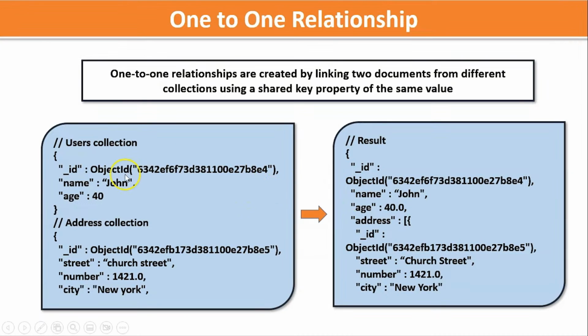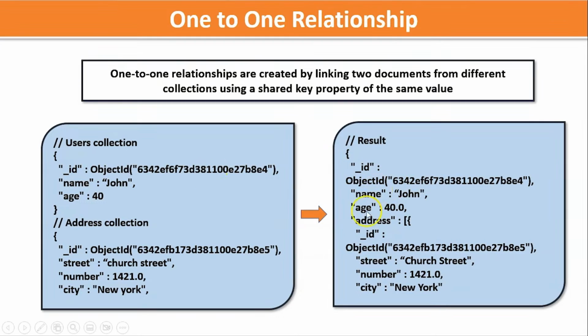Let's say I have an example here: a users collection which has an ID by default, name John, and age 40. And I have an address collection as well, which has an ID, again by default, and the address details like street name Church Street, number 1421, city New York. Now, what a one-to-one relationship does is link two different documents, right? In order to combine these two, I need a common property or key. That is done by using the object ID here.